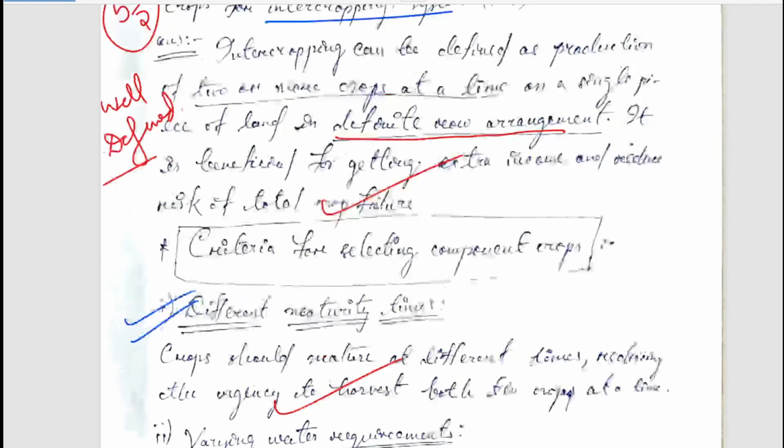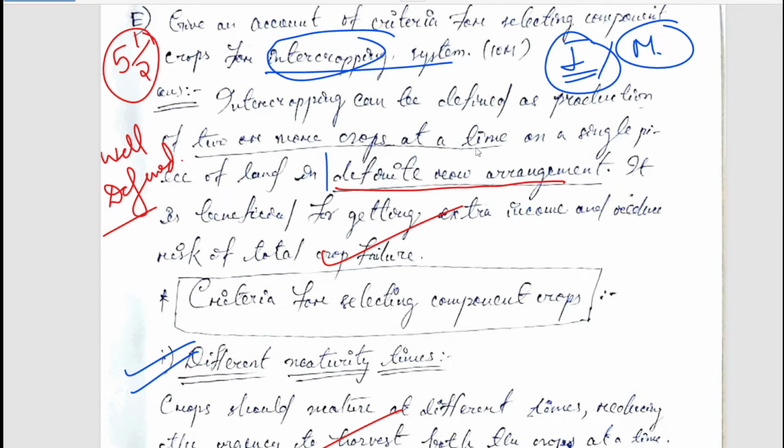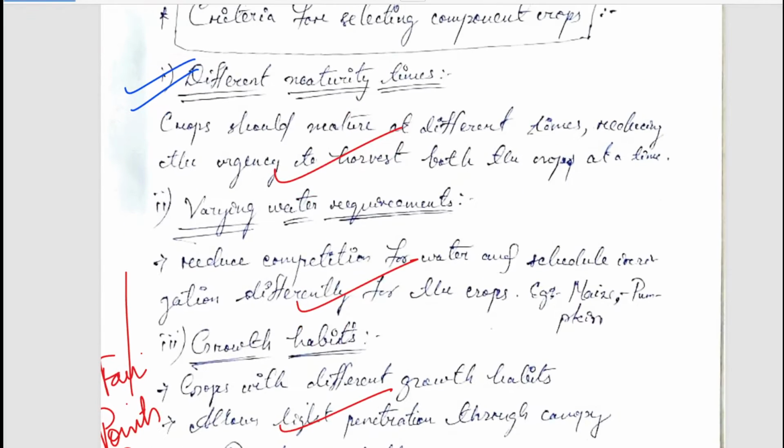So actually, first of all, you should know the difference between intercropping and mixed cropping, which is generally asked. In both intercropping and mixed cropping, two or more crops are grown, but in intercropping there is a definite row arrangement, while there is no definite row arrangement in mixed cropping. So that you should know. Now let's move to the criteria.